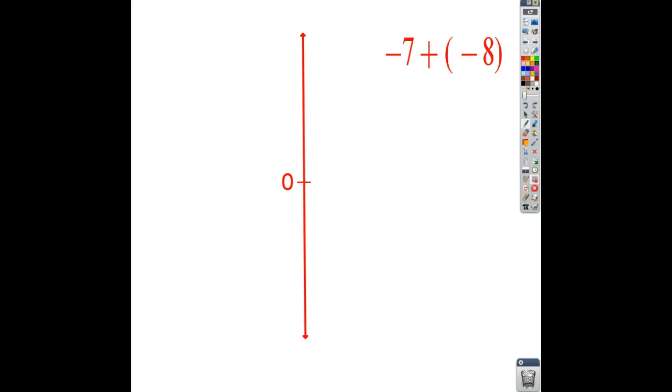So let's try another one. What happens if both of these are negative? Okay, so let's say I'm here again. Here's my starting point. I'm starting at 0 for right now. That's what 0 is indicating, the starting point. And what I'm going to do is go down, right? That first one says go down 7. That's what that negative means. It's 7 below where you started, the starting point, below 0.